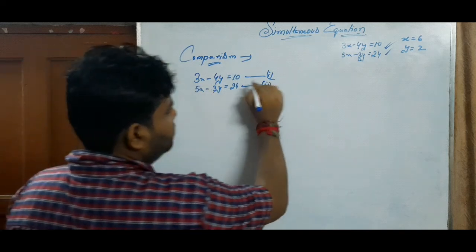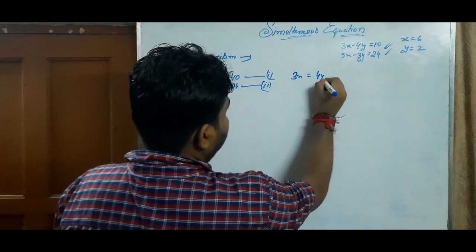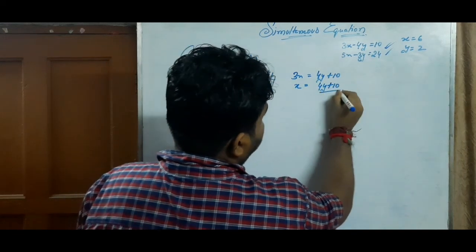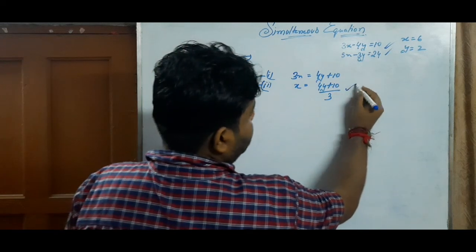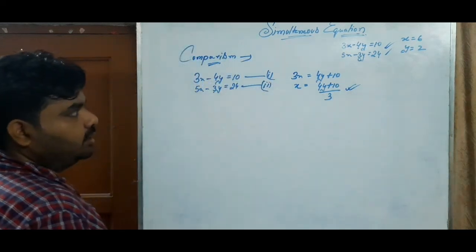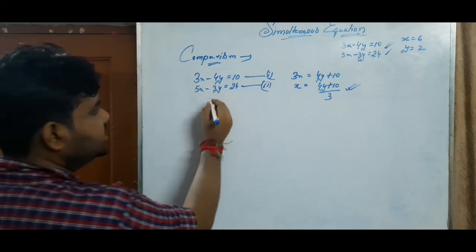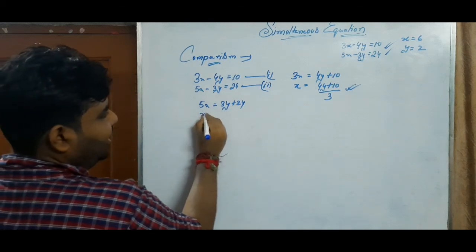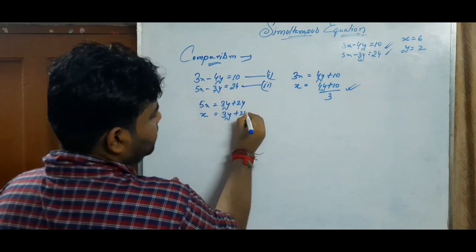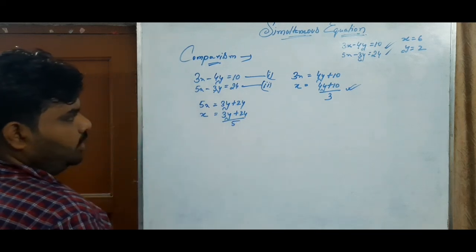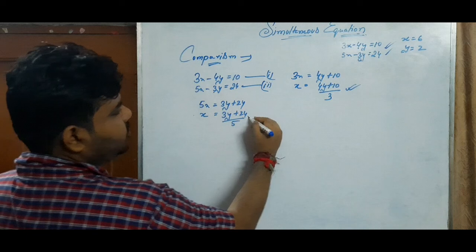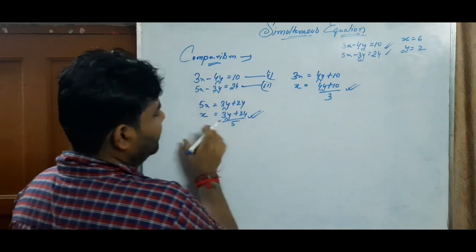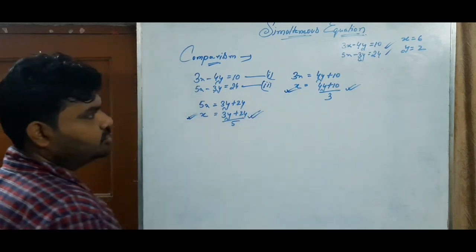In the first equation, 3x equals 4y plus 10, or x equals (4y plus 10) by 3. So we are expressing x in terms of y from the first equation. Now from the second equation, 5x equals 3y plus 24, or x equals (3y plus 24) by 5. So we are again expressing x in terms of y from equation 2.